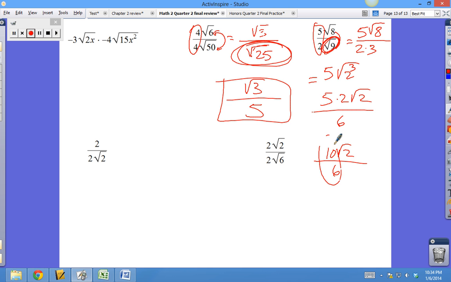Now I'm going to clean these up. 10 and 6. They are both divisible by 2. That's going to be a 5 and a 3. So that is your final answer.